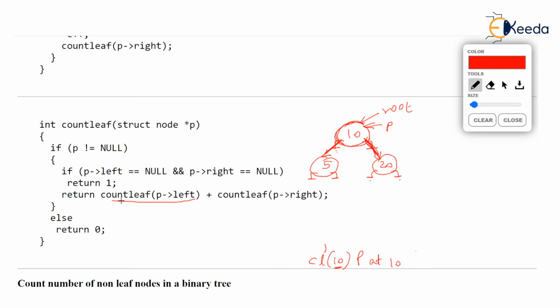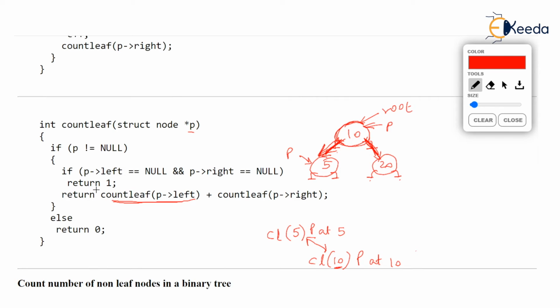So what is the call? Count leaf is calling count leaf 5, because count leaf is called for p arrow left. P arrow left is nothing but the address of 5, so the pointer p is now at 5. Now, in this fresh function, count leaf 5, p is at 5 and will check that p is not null. Indeed, p is not null because it is a valid node. So first things first, you ask, are you leaf? And p says, I am leaf. So it returns 1.